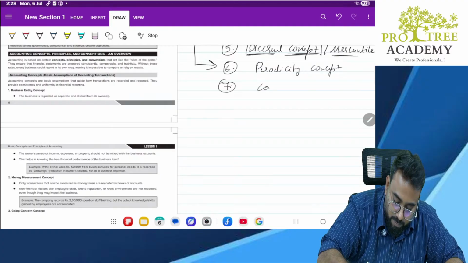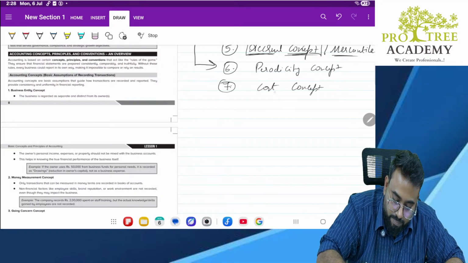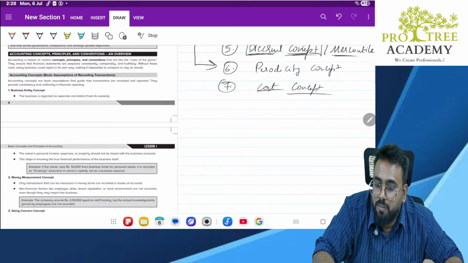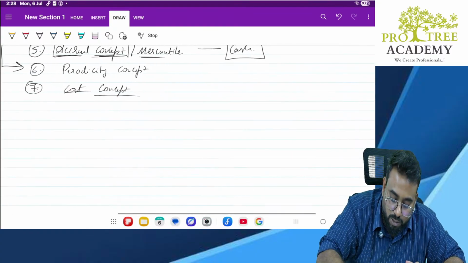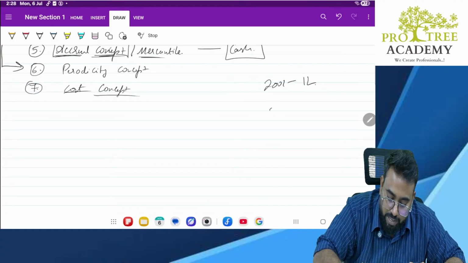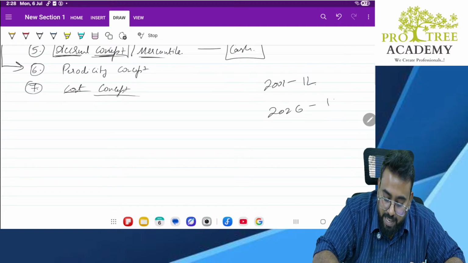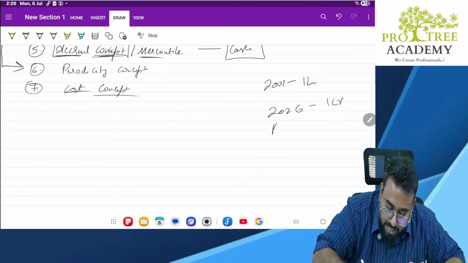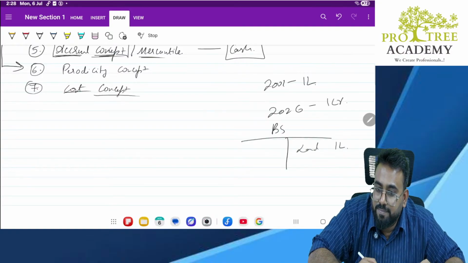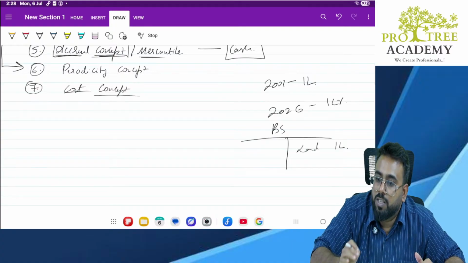Cost concept. Now what is cost concept? The name itself suggests cost. Limitation, you remember? First limitation, historical costs. Say you purchase the land in 2001 for 1 lakh rupees. Now, which year are we in? 2026. Now, the same land has become 1 crore. But in your balance sheet, land will be shown at 1 lakh only. Sir, why? Cost concept.